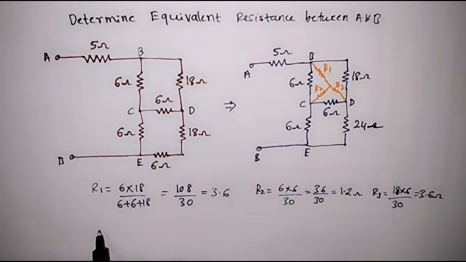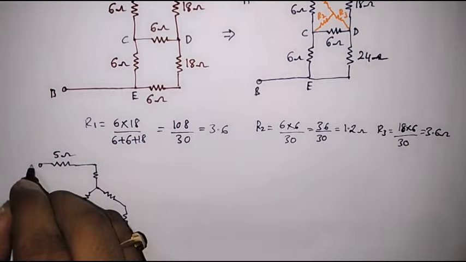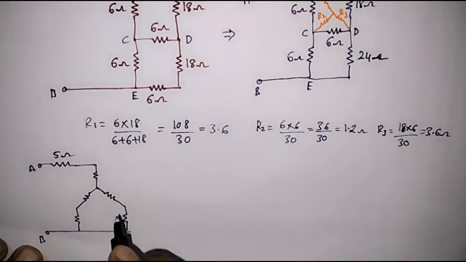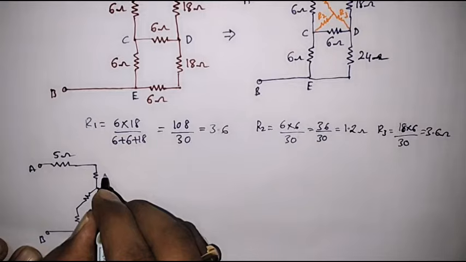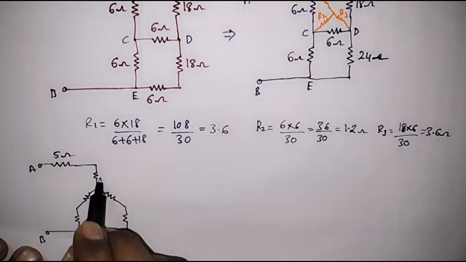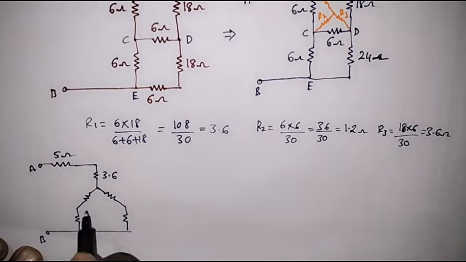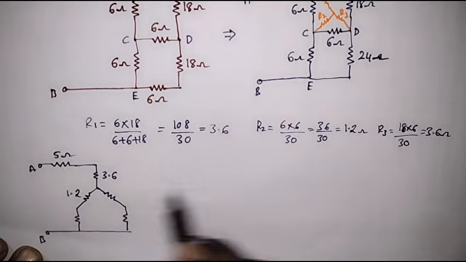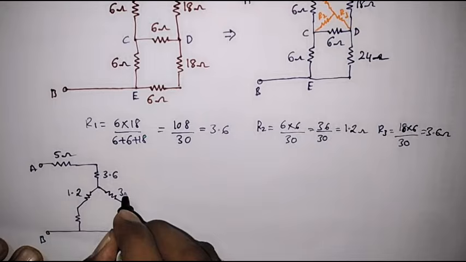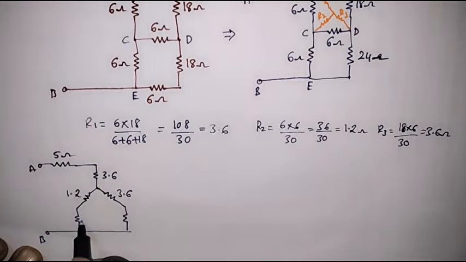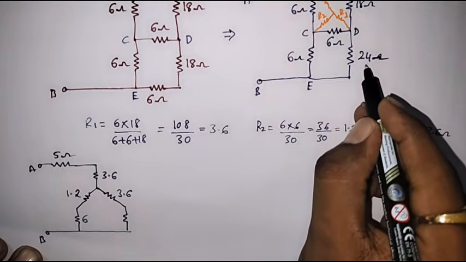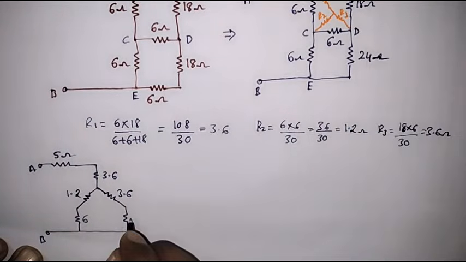I will redraw the circuit here. This is R1 resistor, its value is 3.6. This is R2 resistor, its value is 1.2, and this is R3 resistor, its value is 3.6. This 6 ohm resistor is kept as it is, and here we have one more resistor, that is 24.